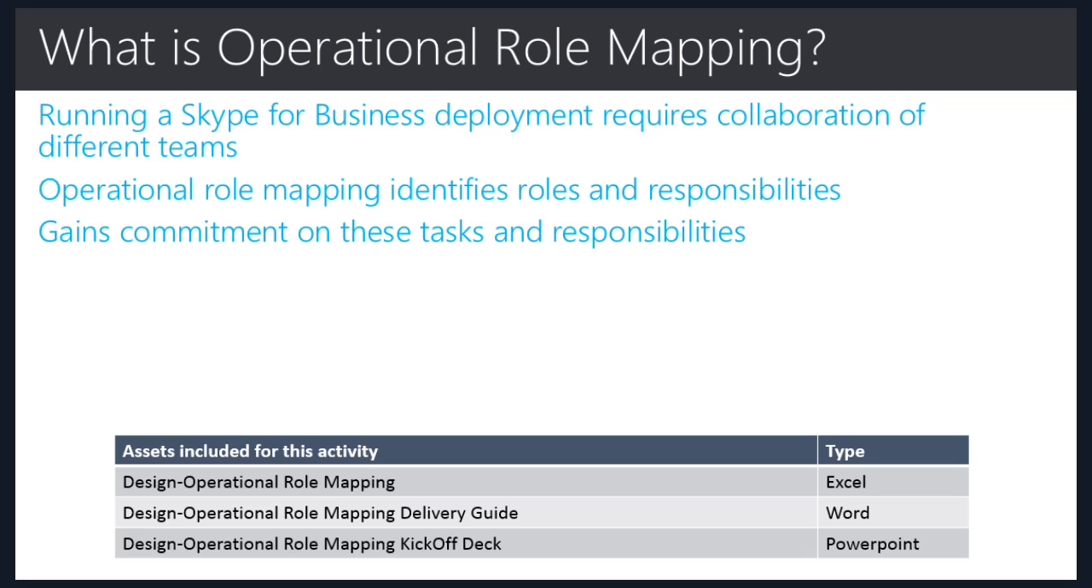The operational role mapping itself consists of 3 assets: a deck explaining the process that you can use to run the kickoff workshop with the customers or to get used to the process itself, and we'll see part of this deck in this training. There's a delivery guide walking you through the process, the prerequisites and the outcome. And then there's the role mapping tool itself, an Excel sheet. Again, we'll see a couple of screenshots and examples out of this material in this training.